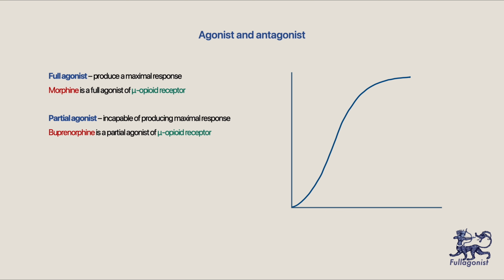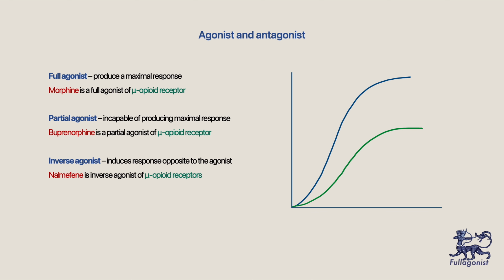Partial agonist is incapable of producing maximal response. It's less effective than a full agonist. For example, buprenorphine is a partial agonist of the mu-opioid receptors. On the chart, it will look like that, less effective than morphine.